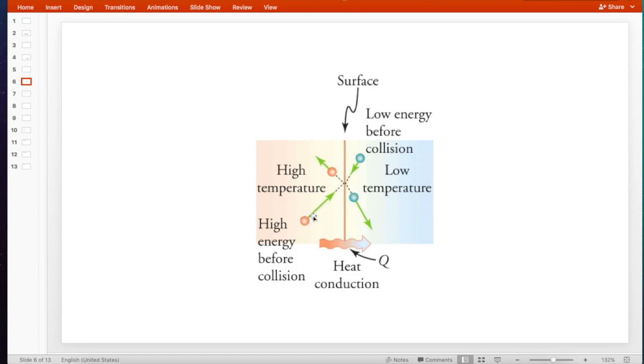This substance with a large velocity, large kinetic energy, has transferred some of that kinetic energy to this low energy particle. So this one ends up with less kinetic energy, and this one ends up with more kinetic energy. This keeps happening, and overall we can say that heat energy has gone from the high temperature object to the low temperature object, just like so.